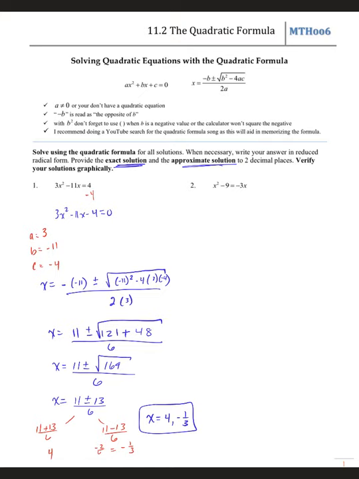And now it says verify your solutions graphically. So you can do this one of two ways. You can type this into your calculator into y1, and you can type this into your calculator into y2, and those two lines will cross at the x value of 4 and negative 1/3. The other way you can check it is type the left-hand side of this into your calculator, and these should be the zeros. So go ahead, pause the video, choose one of those methods, and check the answer. You'll see that when you check it graphically, they do work.